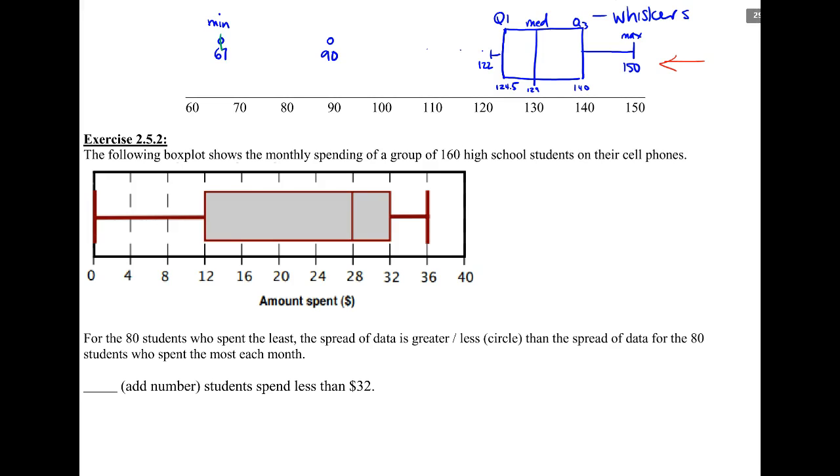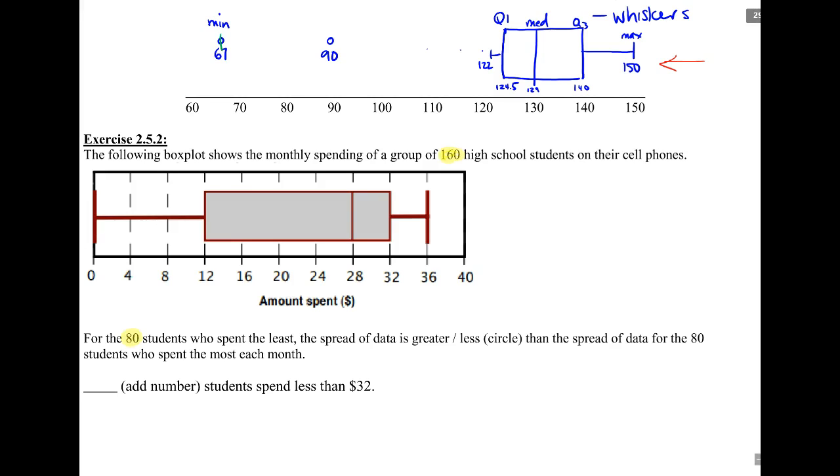All right, so we had the first question here. For the 80 students who spent the least, the spread is greater or less than the spread for the 80 students who spent the most each month. So I want you guys to take a moment, think about this, decide what you think the answer is, and then come back. The key here is that we're starting with 160 students.